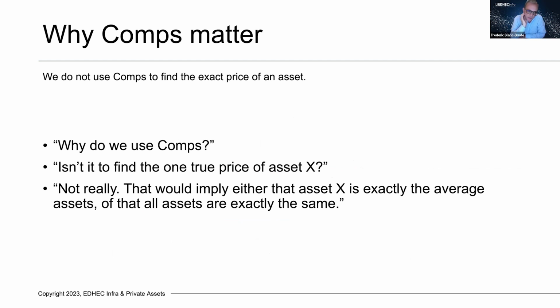And I think the philosopher would reply, well, no, not really. Because that would imply that either asset X is exactly the average asset, so go back to my picture with all the airports and the average airport, or all the assets are exactly the same. Because if we know the assets are heterogeneous, using comps is not going to give us the true price of our asset. Never, almost never, right? Because our asset is not exactly the average asset and not all assets are exactly the same. So what are we using comps for?